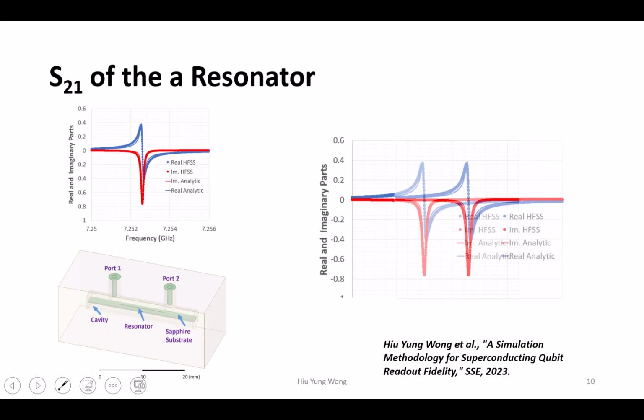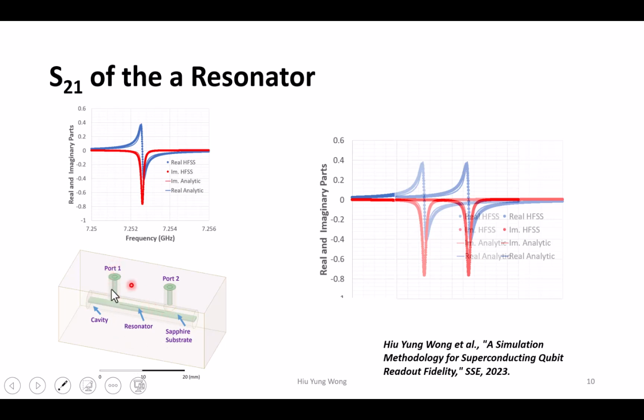Let's take a deeper look, right? So this one is a simulation I did before. It's a 3D cavity. This is a port, right? You go in and then go out. This long one is a sapphire substrate, so insulator, aluminum oxide. And then this is the resonator, just a strip of superconducting wire. Okay? And then you will put a qubit next to it.